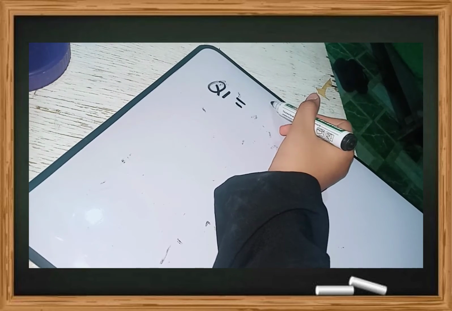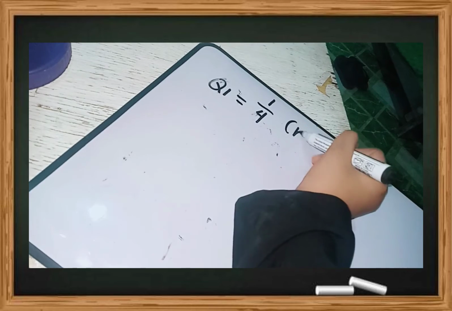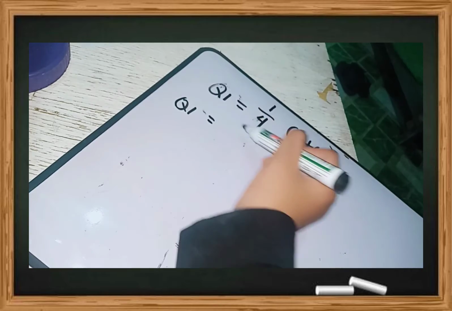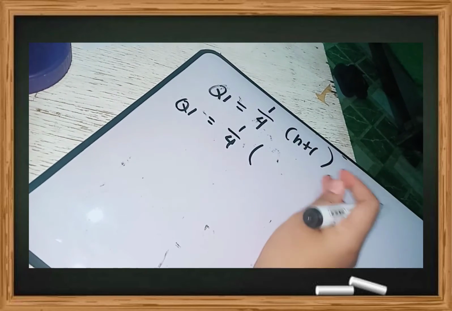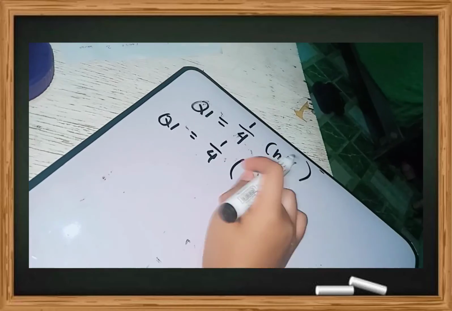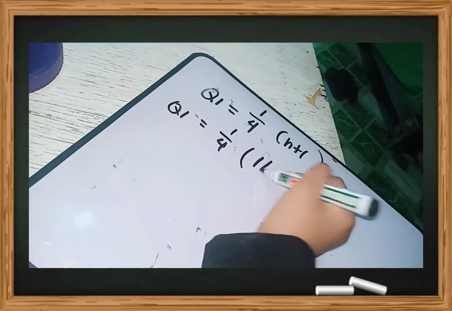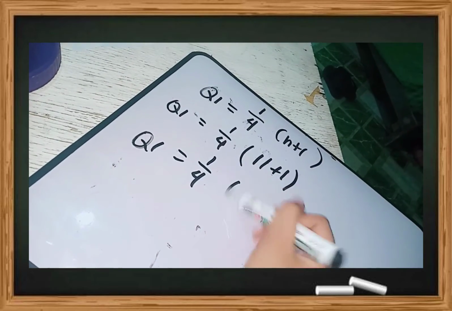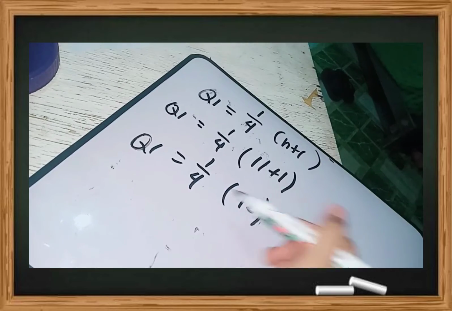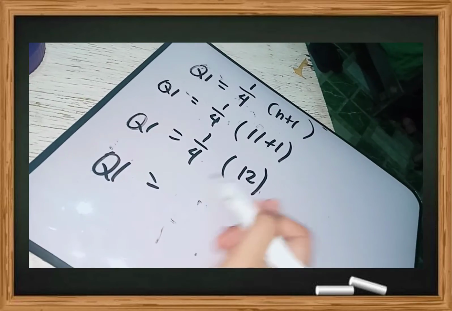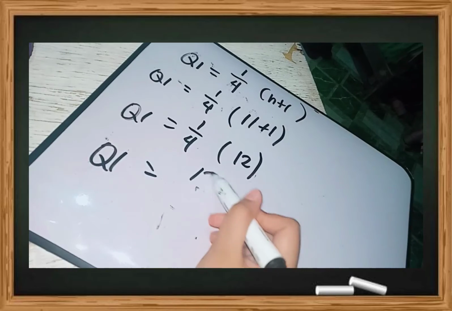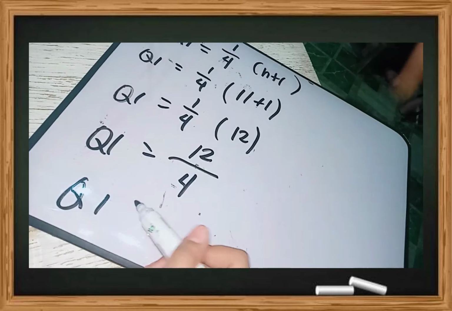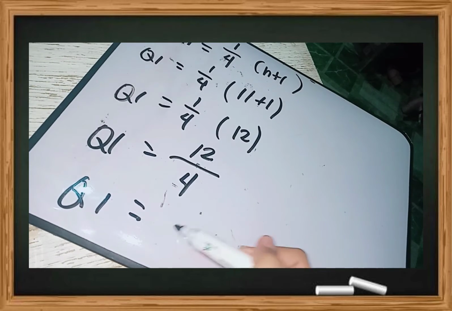Quartile 1 equals 1 over 4, open parenthesis, n plus 1. We have 11 given numbers, so the n will be 11. 11 plus 1 is equal to 12. Quartile 1 equals 12 times 1 is equal to 12. Copy the denominator, which is 4. Quartile 1 equals 12 divided by 4 is equal to 3.